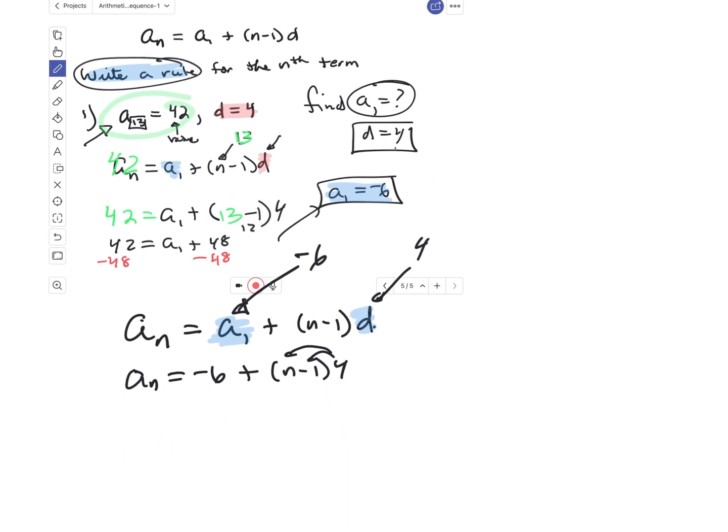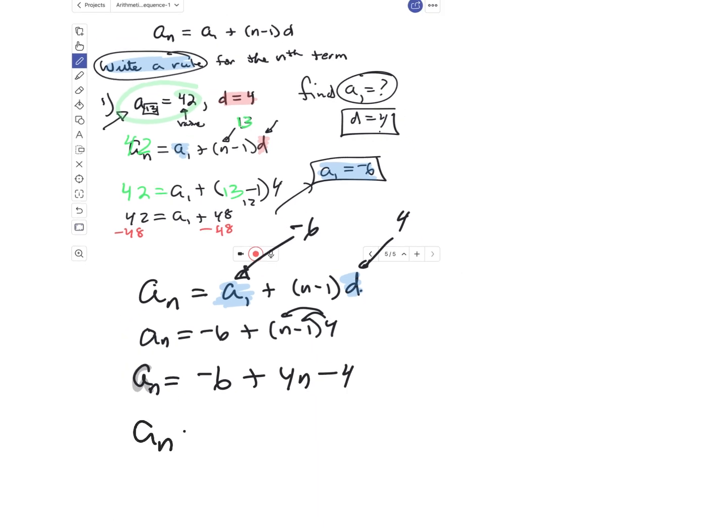And then you just always distribute and simplify. You can never leave a rule unsimplified. So that gives me 4n minus 4. Combine like terms. We always like to put our variable first. It doesn't technically matter, but that is your rule for that particular arithmetic sequence. So this is called the rule of the sequence.